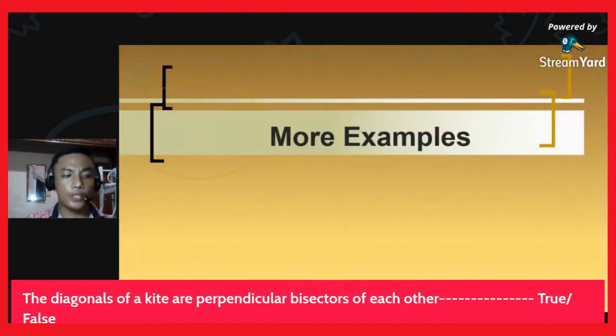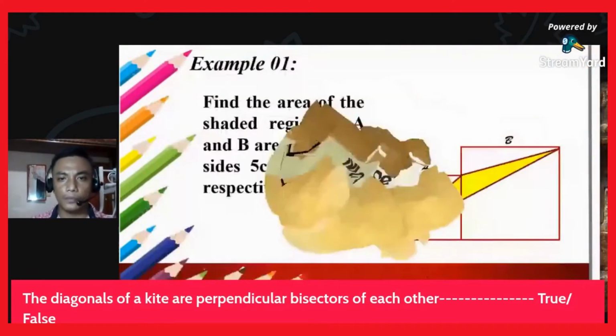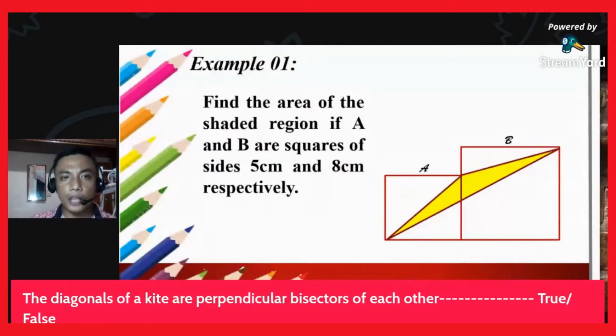Okay, we're going to tackle more examples on the application of the area and perimeter of plane figures. First, we're going to find the area of the shaded region if A and B are squares of sides 5 centimeters and 8 centimeters respectively. I will give you 10 seconds to answer.